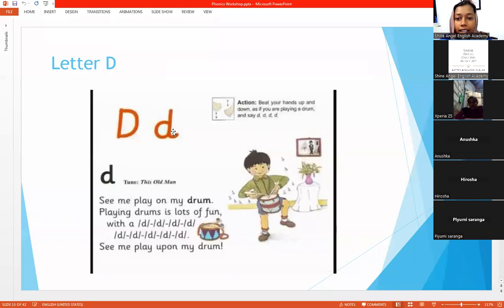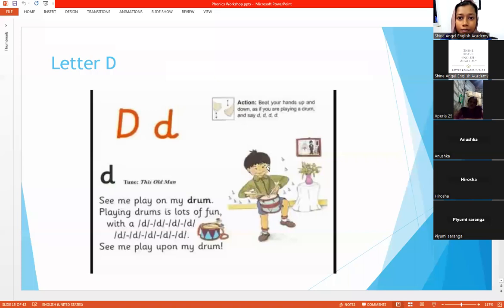The next one is letter D. You're drumming, right? You drum. See me play on my drum. Playing drums is lots of fun with the d, d, d, d, d, d. See me play my drum.